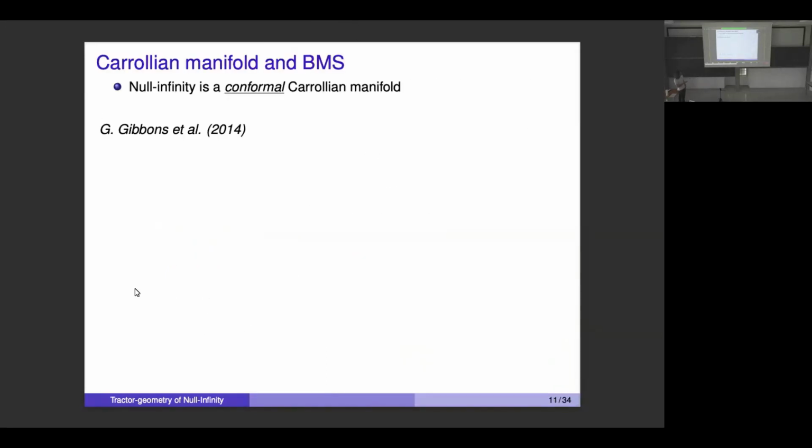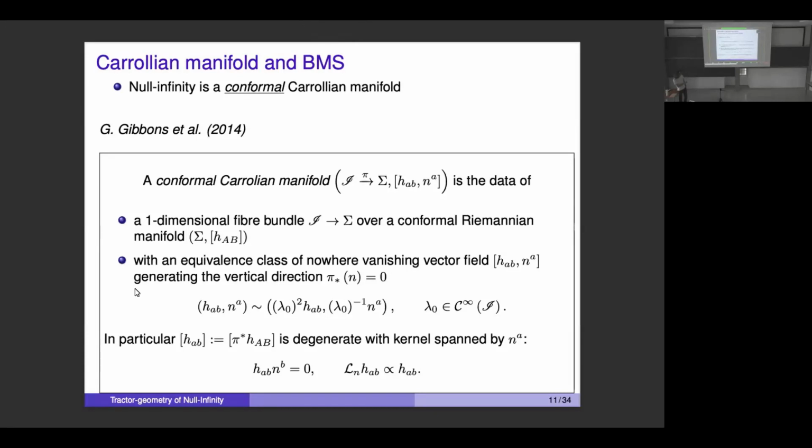Okay. Now, of course, once again, null-infinity is conformal geometry because it's the conformal boundary of something. So you do not have a Carrollian manifold; you have a conformal one, which just means that these objects get weights, they get rescaled. You have a conformal metric on the base now and a weighted vector field.